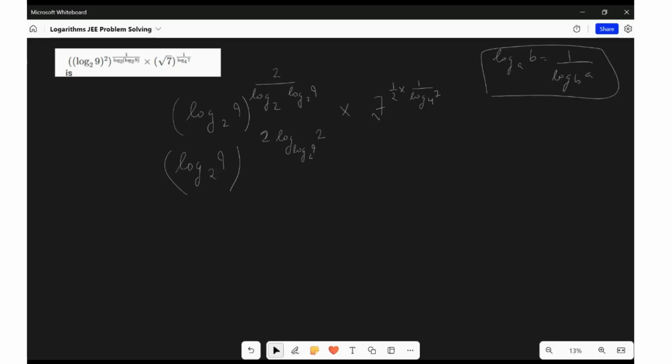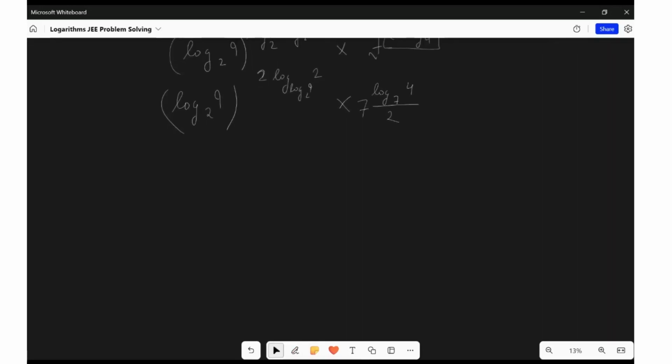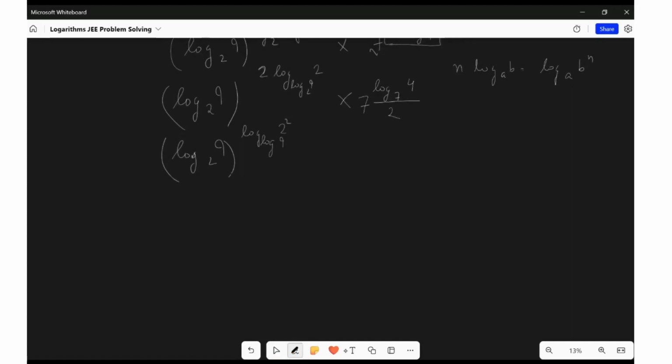So just use the simple theorem, and the same thing we can write, so log 4 base 7 as the power. We just simplify this power to the, and by 2. Now half can be written as root 4 to the power half. So let's go further. Log 9 base 2 raised to the power log 2 square, since n log b base a is always log b to the power n base a.